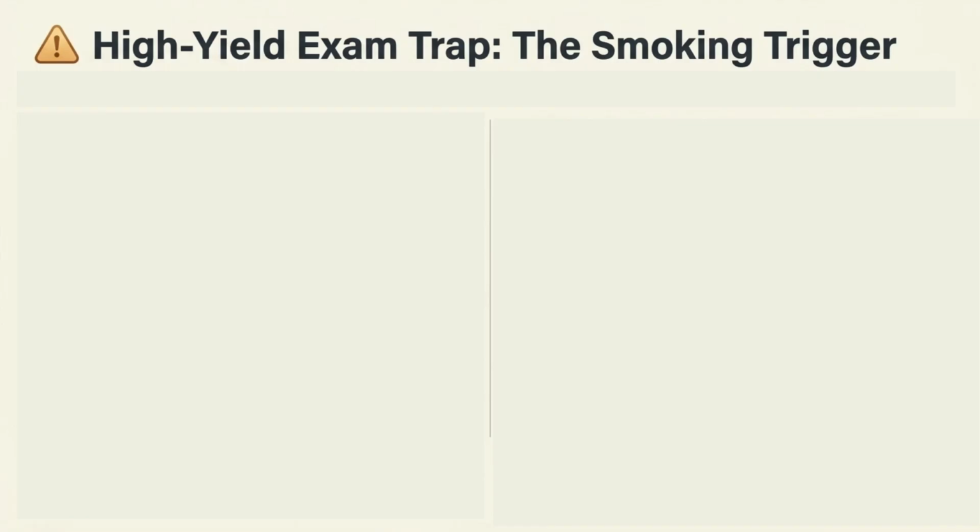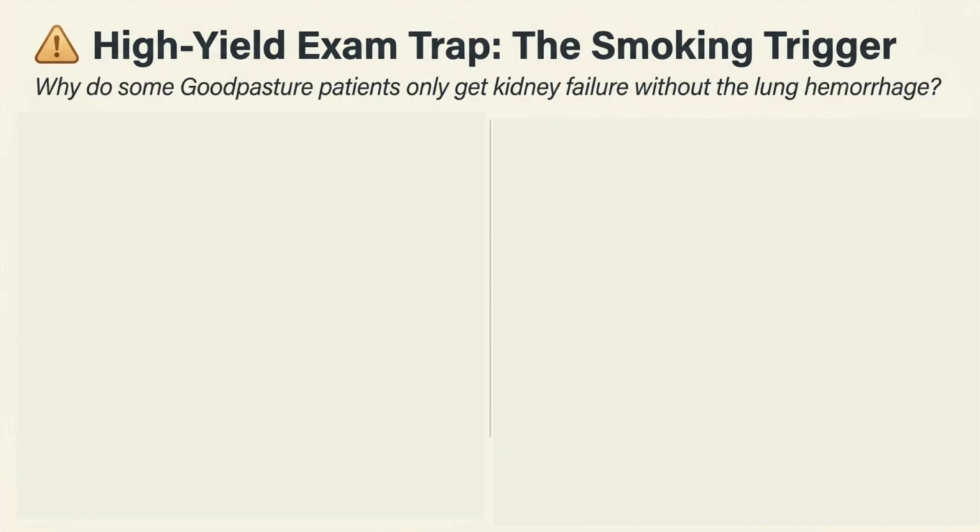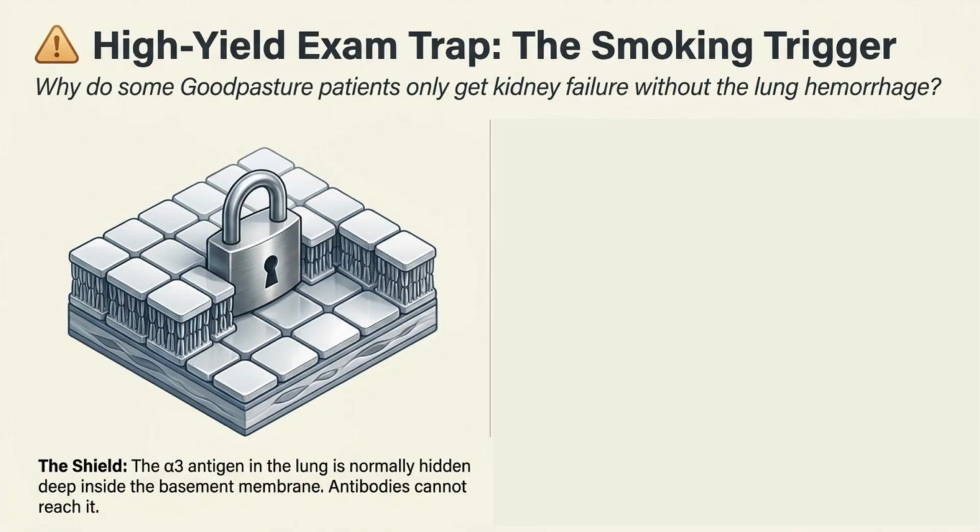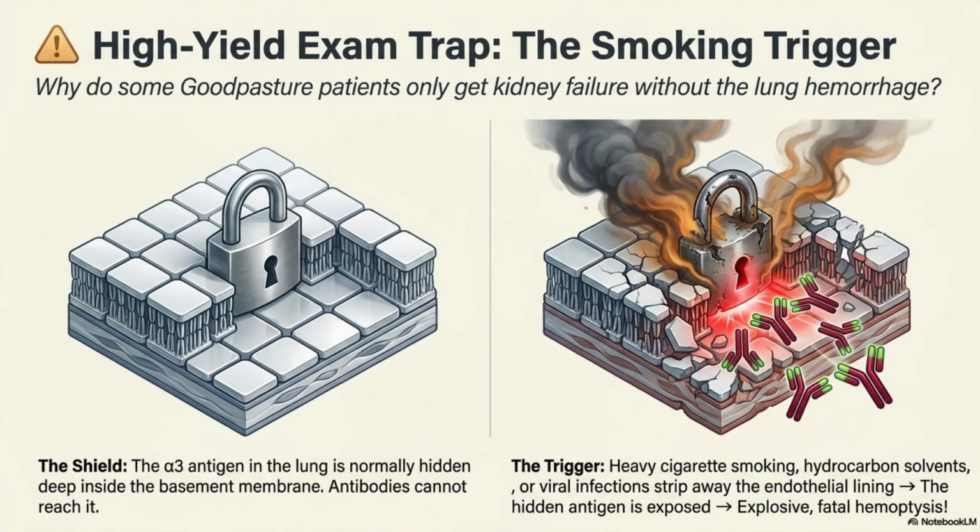Now for a high-yield exam trap, the smoking trigger. You might be asked, why do some Goodpasture patients only get kidney failure without the lung hemorrhage? It comes down to the shield. The alpha-3 antigen in the lung is normally hidden deep inside the basement membrane, so antibodies simply cannot reach it. However, we have the trigger. Factors like heavy cigarette smoking, hydrocarbon solvents, or viral infections strip away that protective endothelial lining. As a result, the hidden antigen is suddenly exposed, directly leading to explosive fatal hemorrhage. This is exactly why our 22-year-old heavy smoker presented this way.